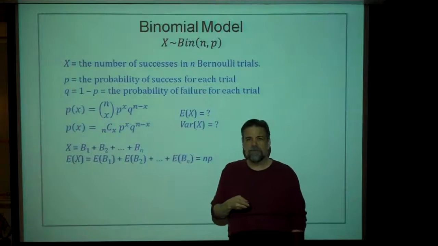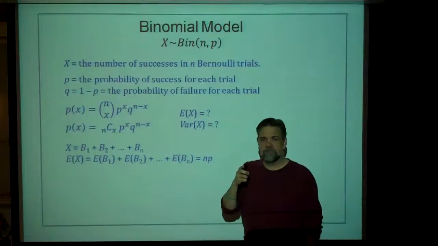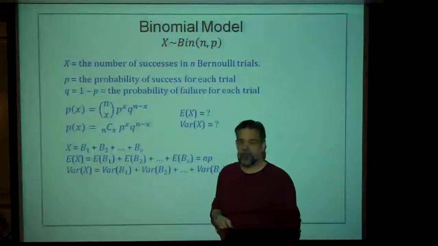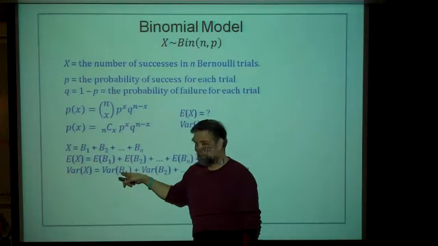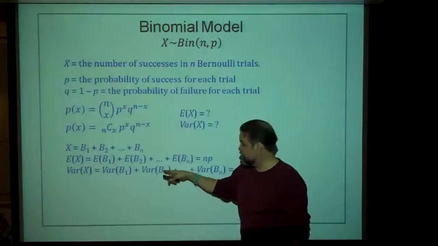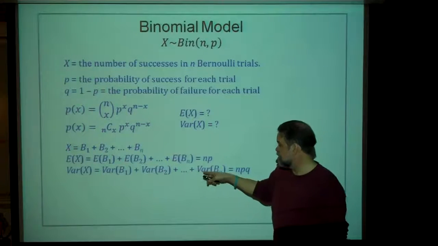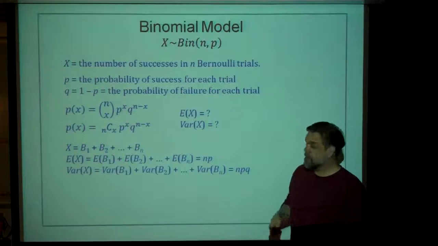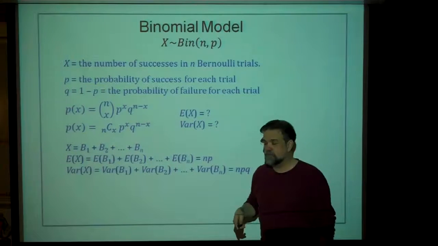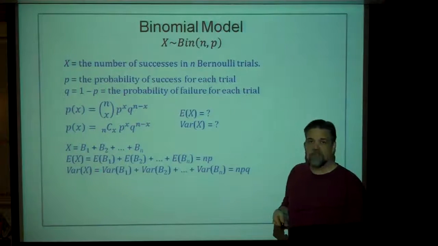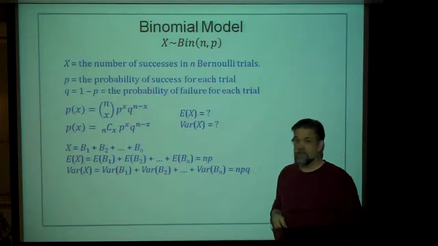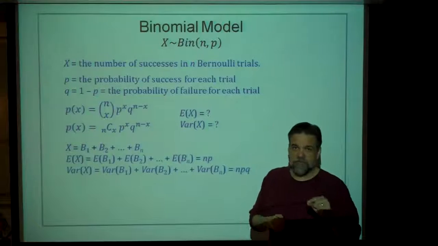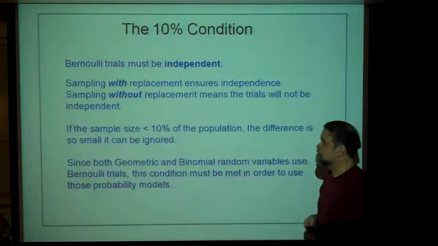What was the variance of that Bernoulli random variable? It was p times q. So that means the variance of my binomial random variable is going to be the variance of the first Bernoulli random variable plus the variance of the second, and on and on, which is just going to be n times p times q. So here's my mean, n times p, and here's my variance, n times p times q. Please know that. It's going to be very, very important as we go along. So that was the geometric and the binomial random variables.